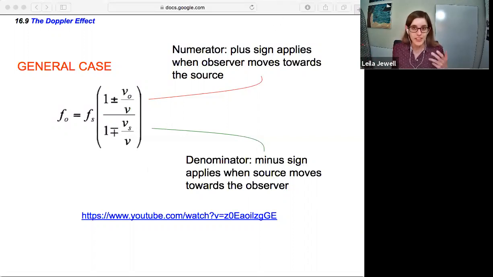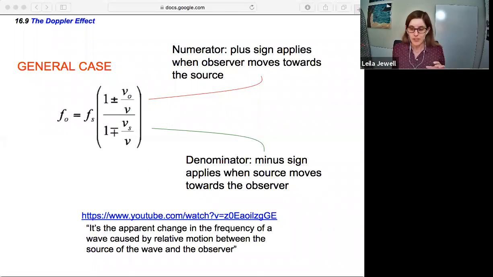Another thing to check out, this is an optional video, but this is a favorite, and it highlights the Doppler effect, that it's the apparent change in frequency of a wave caused by relative motion between the source of the wave and the observer. So there you have it. That is the Doppler effect. You can hopefully watch that video. I'll add that to the playlist. And then there's some cool sound applications to the medical field in the very last video. So that is the end of 16.9, the Doppler effect.